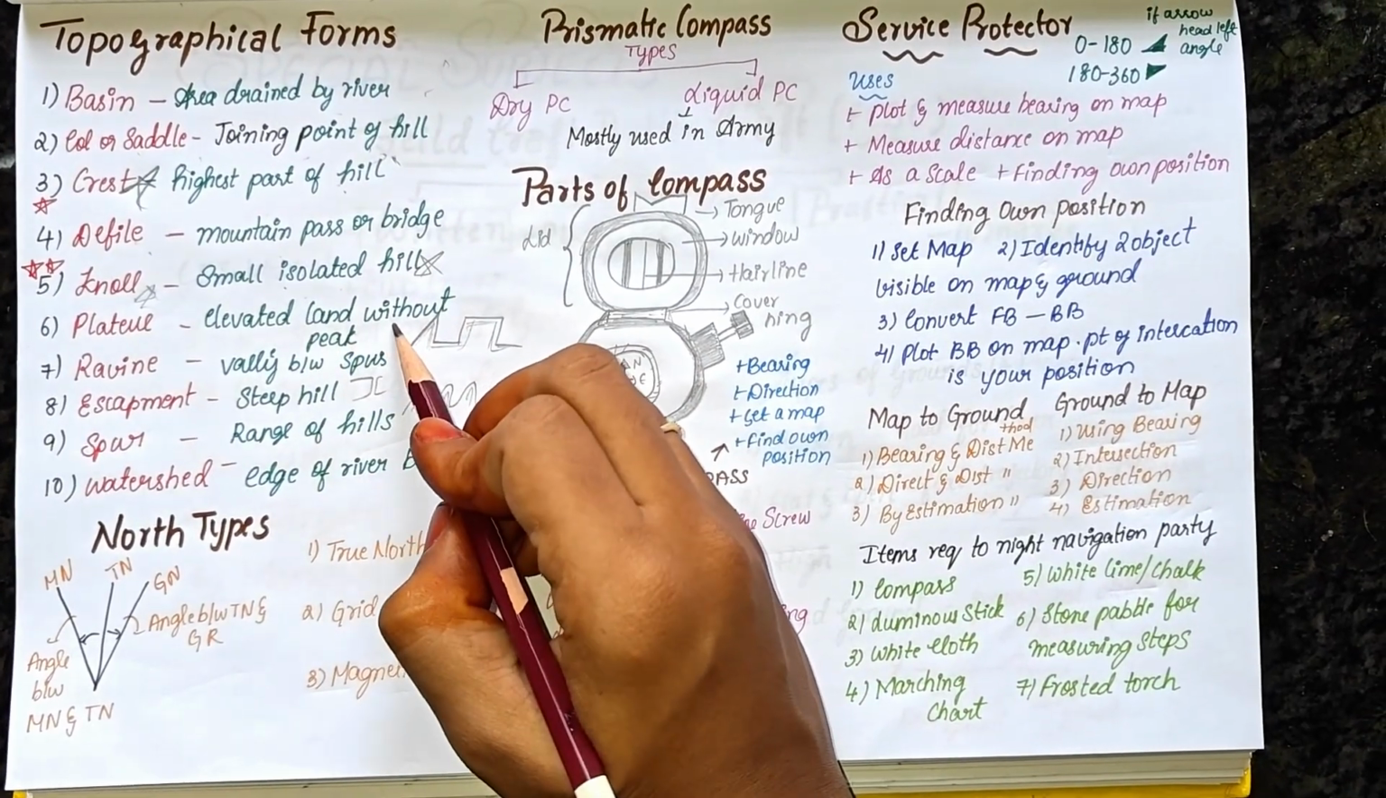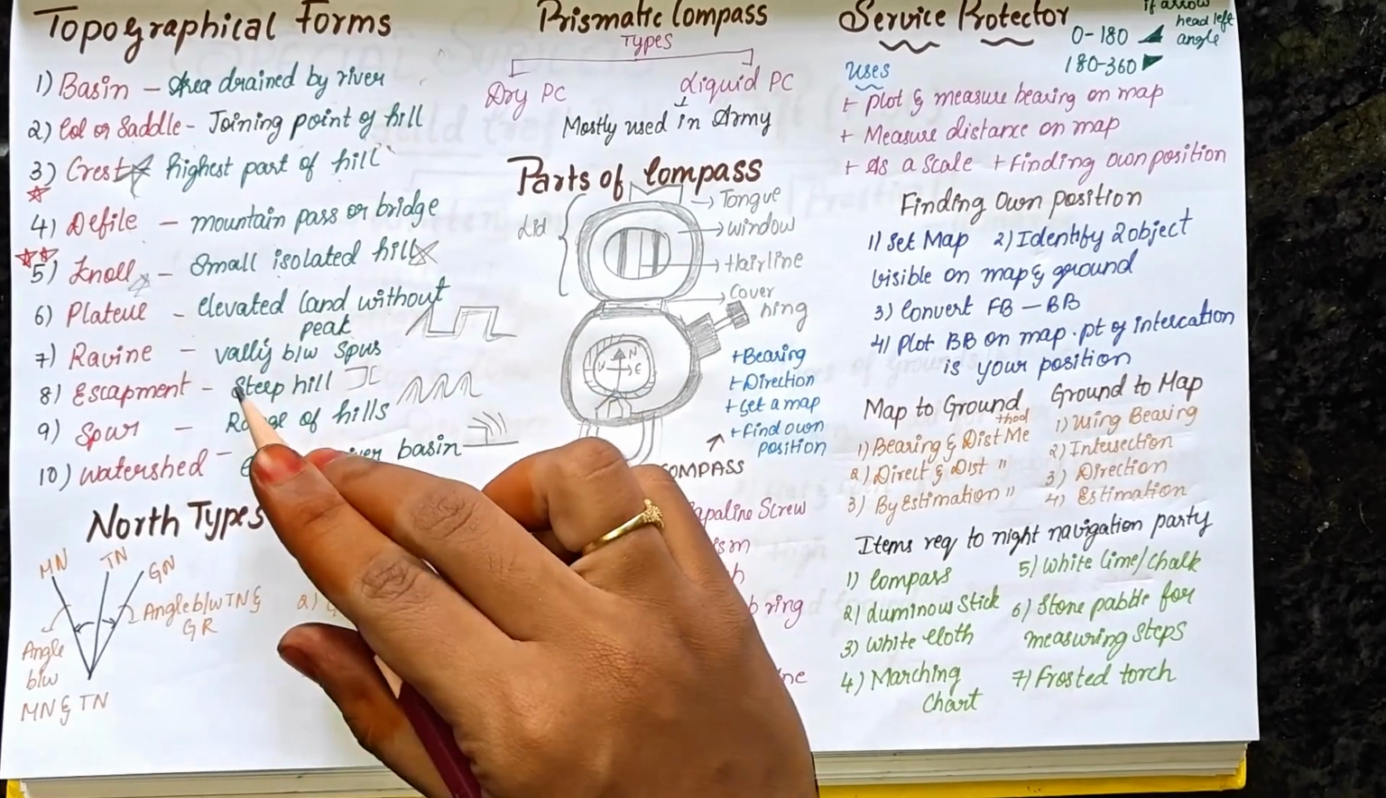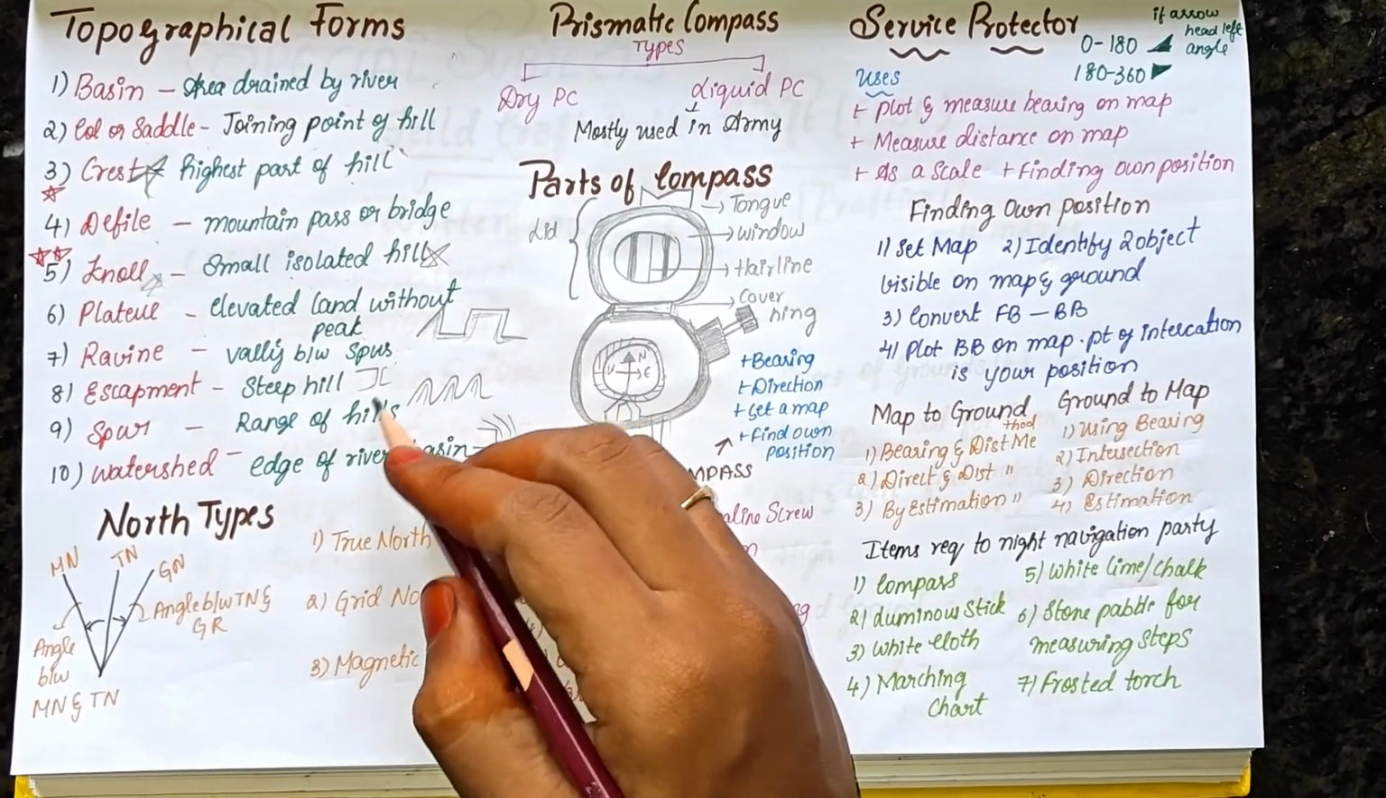Plateau: elevated land without a peak is known as plateau. Ravine: a valley between the spurs. What is a spur?